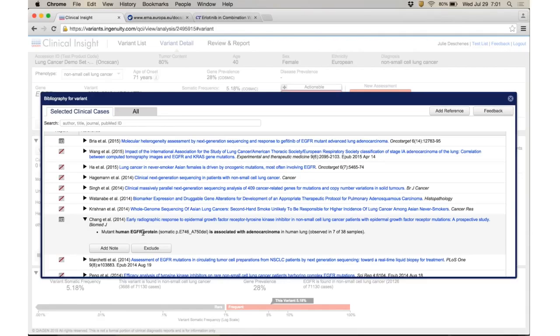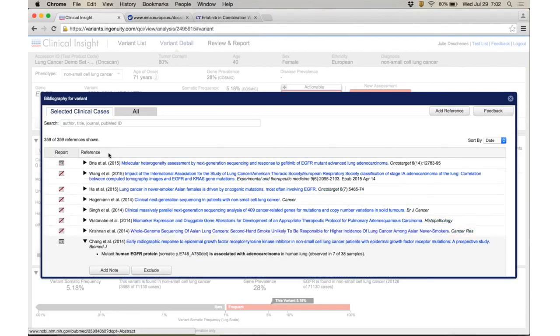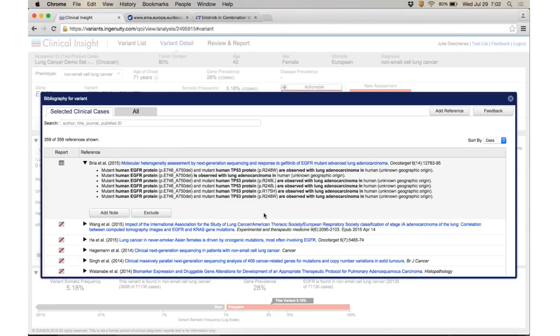You have the pieces of evidence that we have curated within that publication. And when available, you will see the number of cases. For example, in this example here, we have 7 out of 38 samples. This is another example where there was a co-occurrence type of variation, not just this one variation, but other variations with EGFR and P53 that we can see really easily.